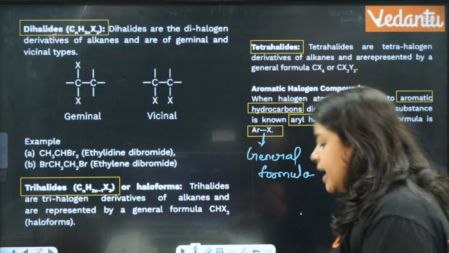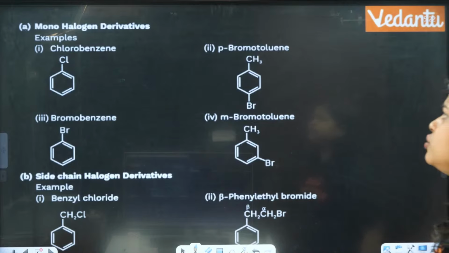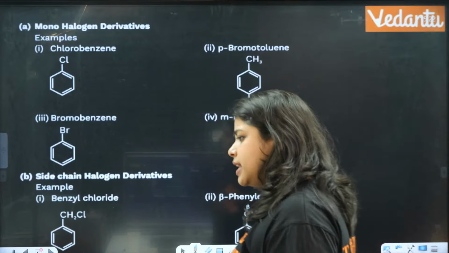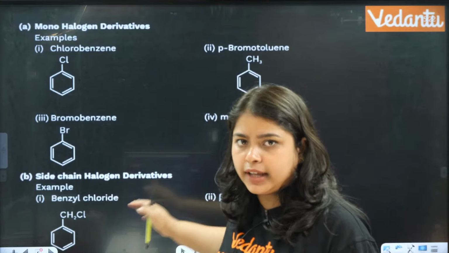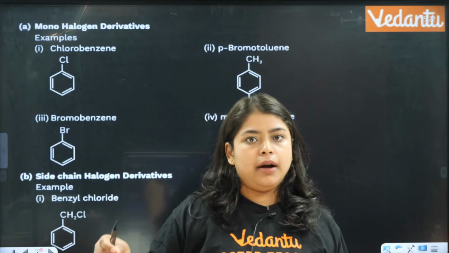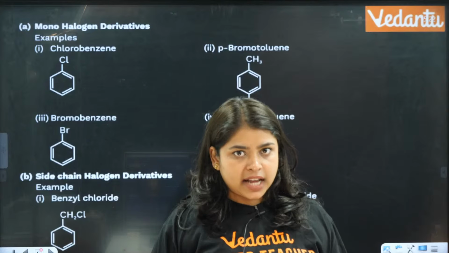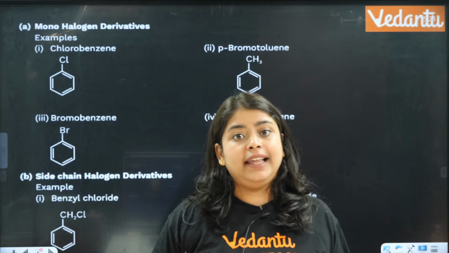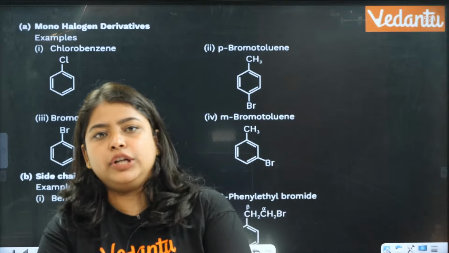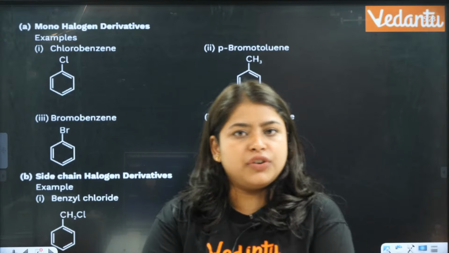Clear? Next come monohalogen derivatives and then the side chain halogen derivatives. In the side chain halogen derivatives, all the things will be included. I have given examples, but I will say in general what gets included: ortho, para, meta, all the attached side chains are included in the side chain compounds. Clear everyone? So the first main thing you need to learn is the classification of haloalkanes.